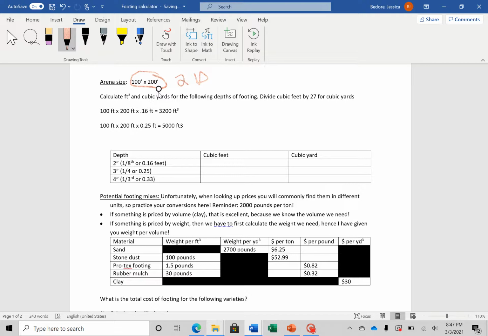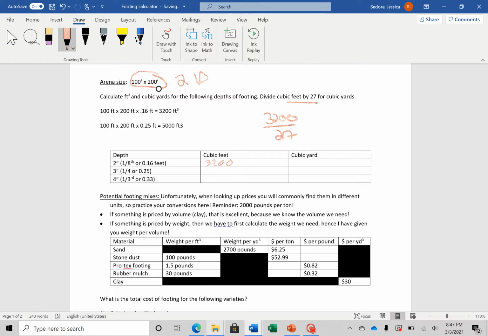So 2 inches is an eighth of a foot, so that's 0.16. 3 inches is a quarter of a foot, so 0.25. And 4 inches is a third of a foot, or 0.33 feet. And then width times length times height would equal 3,200. So for instance, your first box there is going to be 3,200. To get cubic yards, you divide by 27. So 3,200 divided by 27.